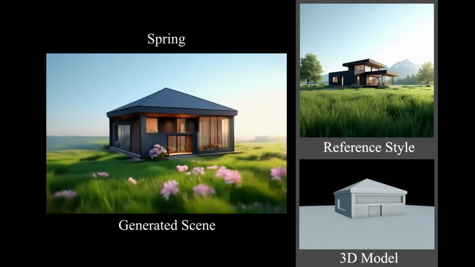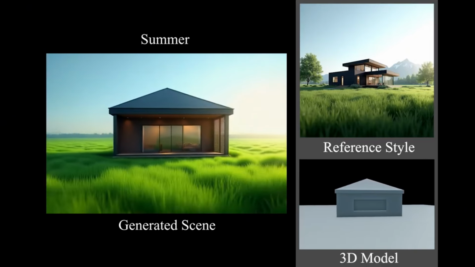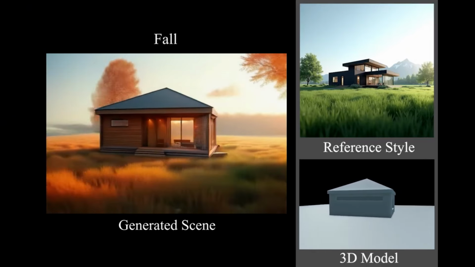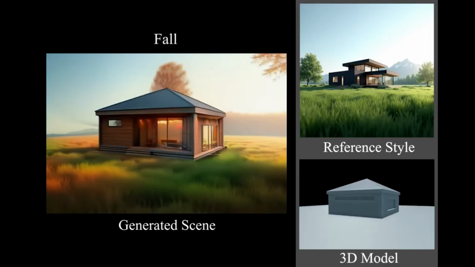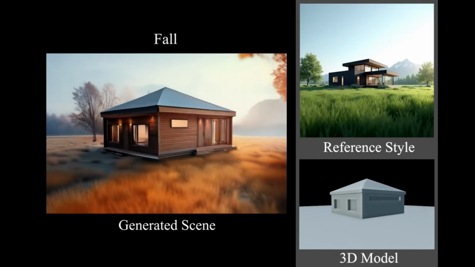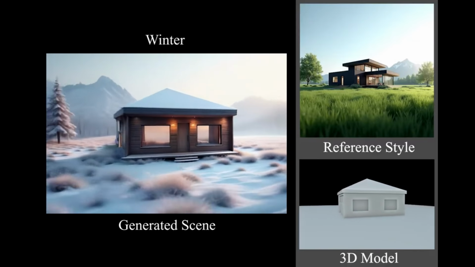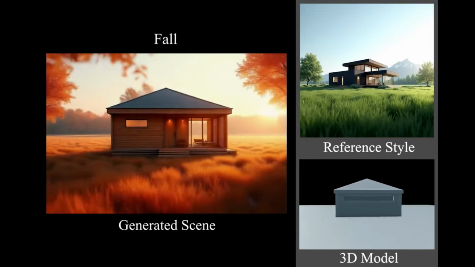It also handles visual effects. Here, it takes one reference style and transitions the scene through all 4 seasons, from spring to summer, fall, and winter. The AI understands the seasonal changes, the green grass, the autumn leaves, the snow, and applies them seamlessly.